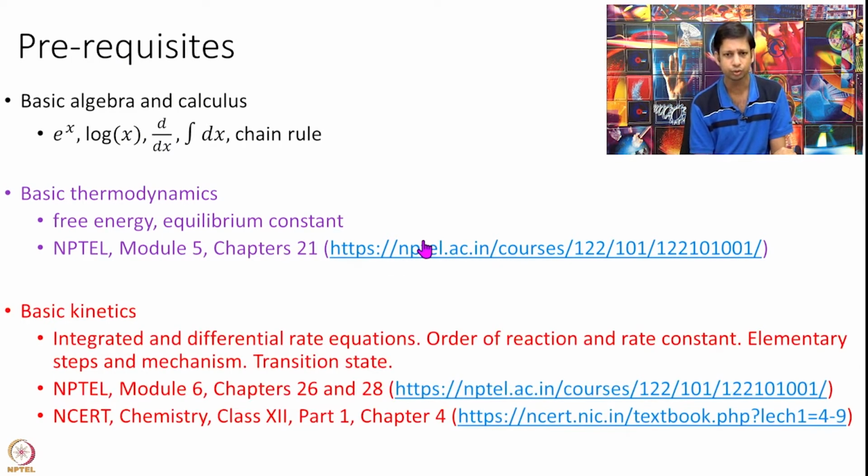And finally, we will also assume a little bit of basics of kinetics at class 12th knowledge effectively. What is first order kinetics? What is a rate law itself? Those kind of things. What is order of reaction? Elementary steps and mechanism. Again, I have provided a couple of resources. You can actually look at the NCERT book of class 12th. One chapter of it is enough, chapter 4 of part 1 of class 12th. I have also provided you an NPTEL module. These two chapters suffice in understanding it.